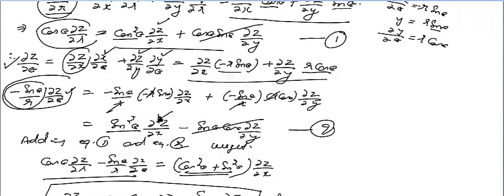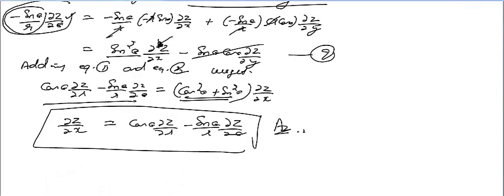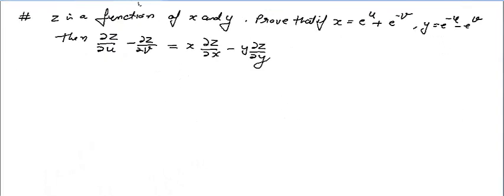Okay, so this way you can solve this. So student, the next question is this. Now see, what we have been given in this question: z is a function of x and y, very clear, and x and y are further functions of u and v. X is also a function of u and v, and y is also a function of u and v.